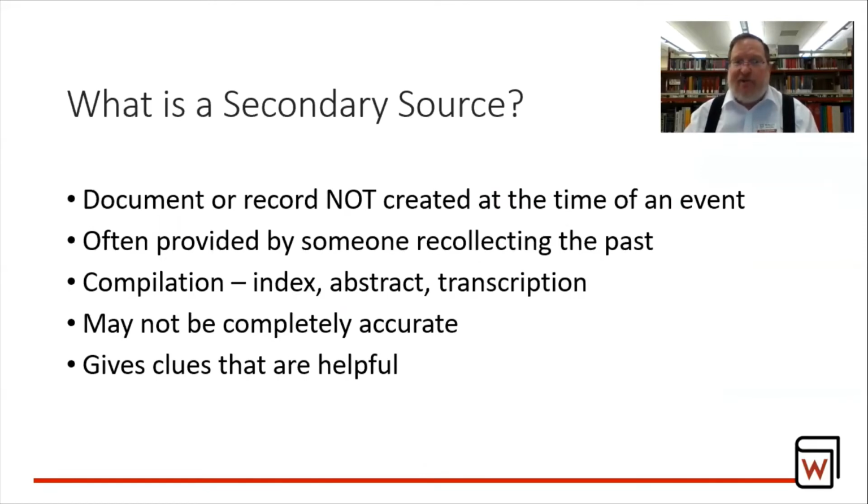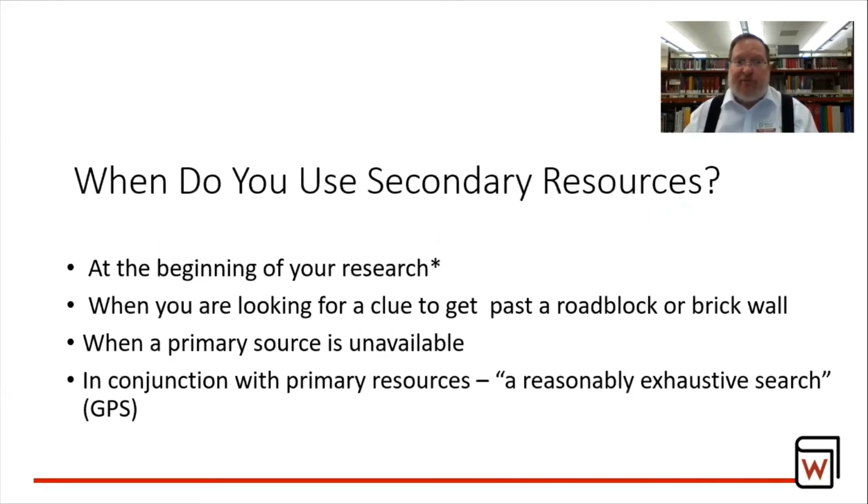So what is a secondary source? It's a document or record not created at the time of the event, often provided by someone recollecting the past: a compilation, an index, an abstract, a transcription. That is usually a clue when you ask, is this secondary or not? It may not be completely accurate, may have left out some details, but gives us clues that are helpful.